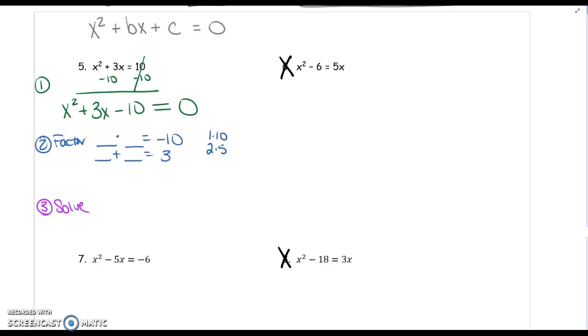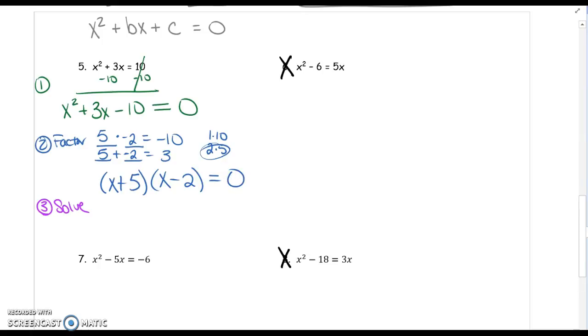So I'm thinking it's got to be 2 and 5, and it's probably 5 minus 2. So 5 times negative 2 is negative 10. 5 plus negative 2 is 3. So our factored form is x plus 5 times x minus 2. And don't forget that this time it's equals 0.